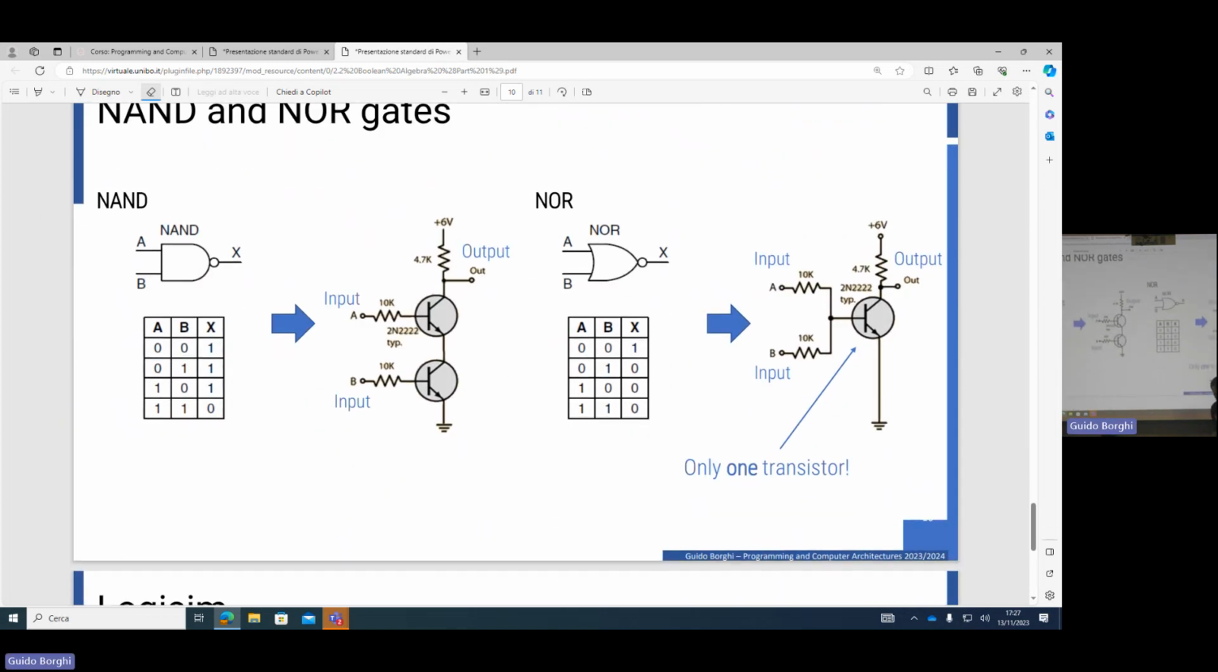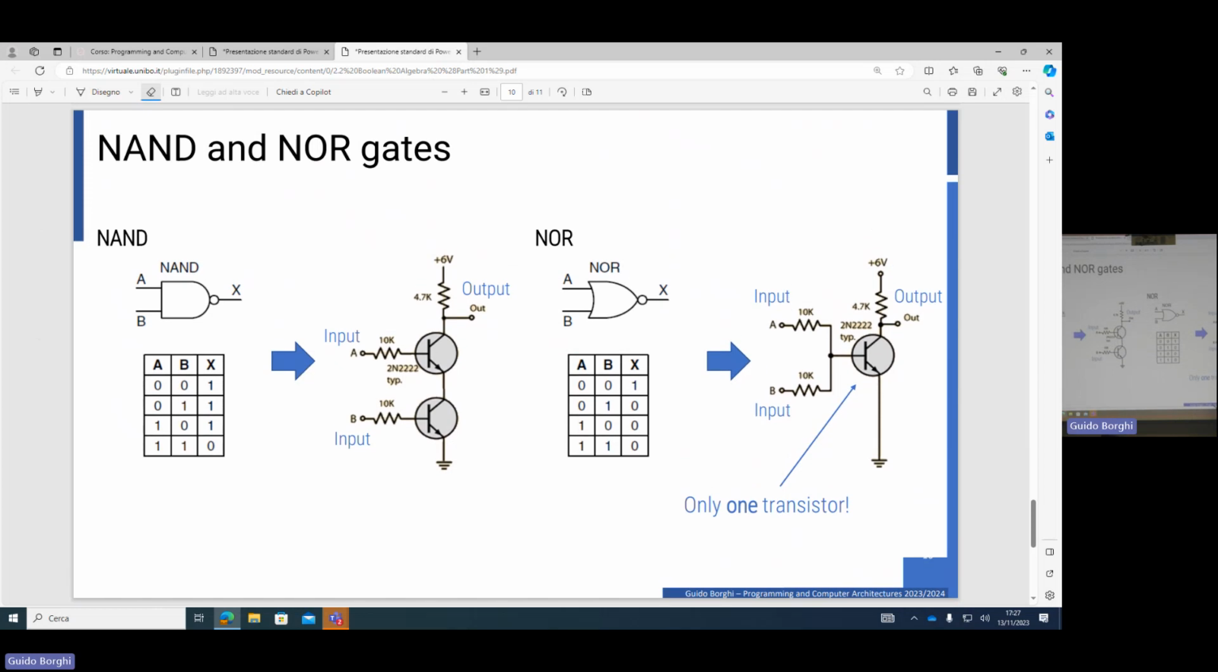And this is the reason why we use the NOR gates. For the NOR gate implementation, we use only 1 transistor. Okay, so we can save 1 transistor every time we need the NOR gate. In modern computers, we have billions of NOR gates, so you can easily imagine that we can save space, reducing by 1 billion transistors the space occupied by the NOR gates. Okay.